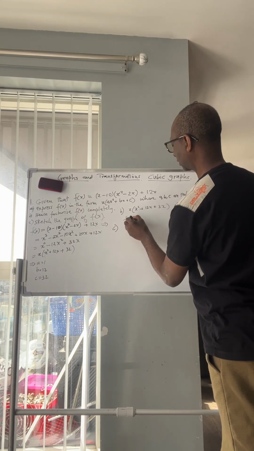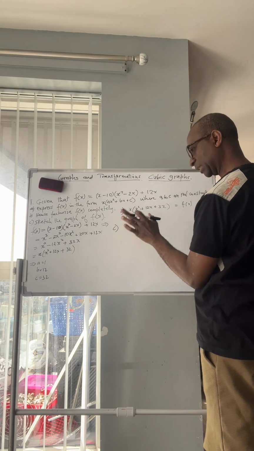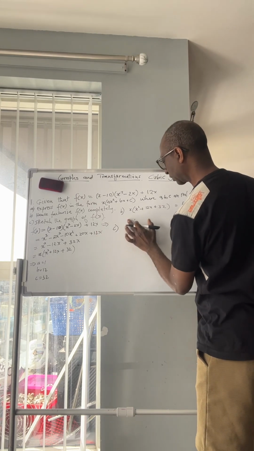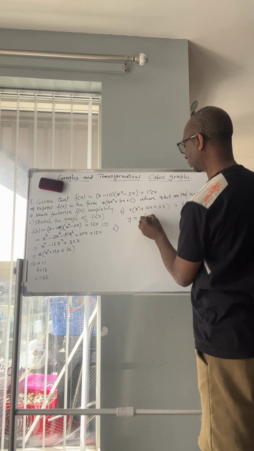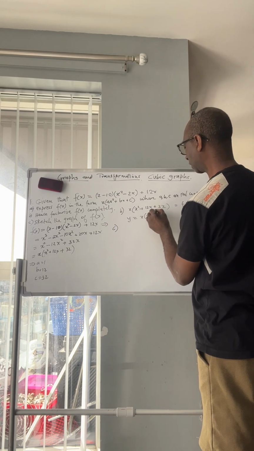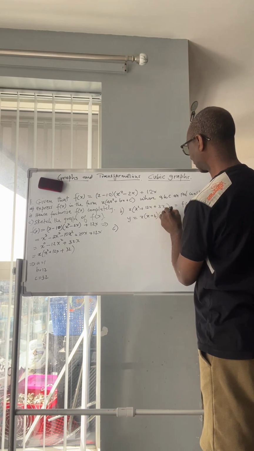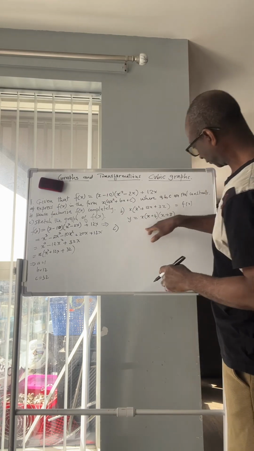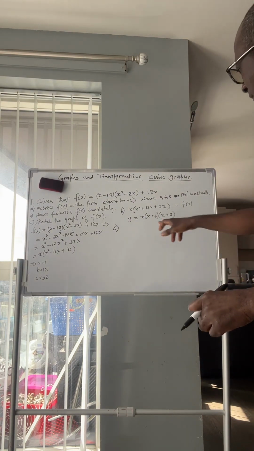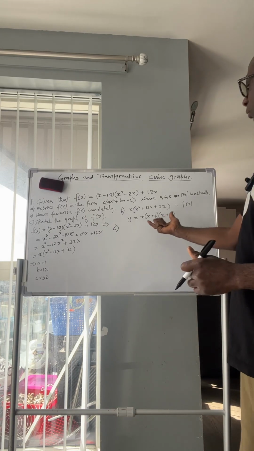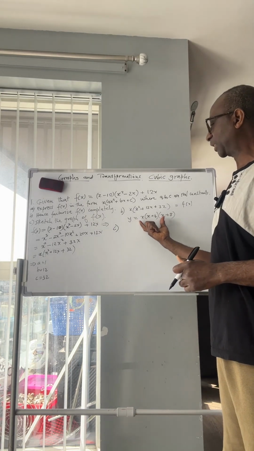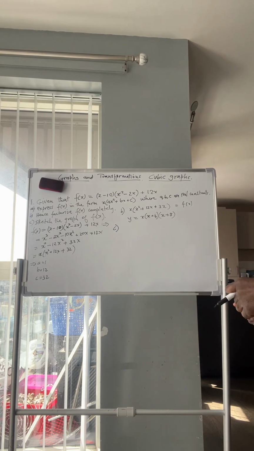F of x, we know f of x is y. Y is now equal to x into x plus 4 into x plus 8. What we had before, I just put y instead of f of x. And we want to sketch this equation. It's a graph.